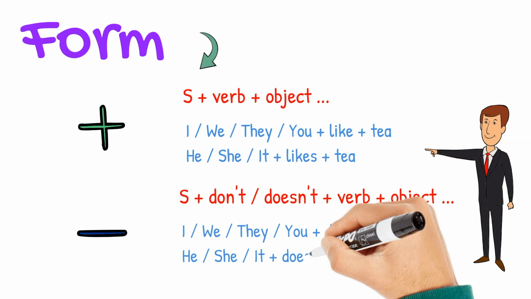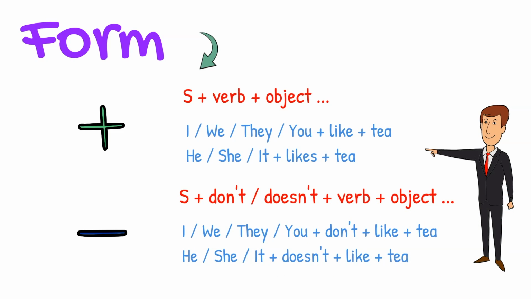Now let's look at the negative. It's similar to the positive formation. However, we add don't or doesn't before the verb. We don't add an S to the verb in negative sentences because we have the S in doesn't. For example, you don't like tea, or he doesn't like tea.